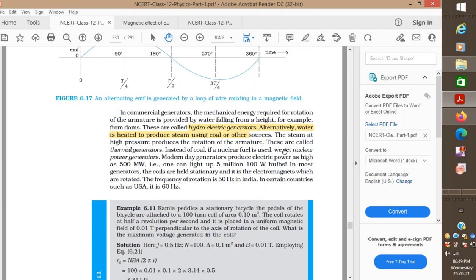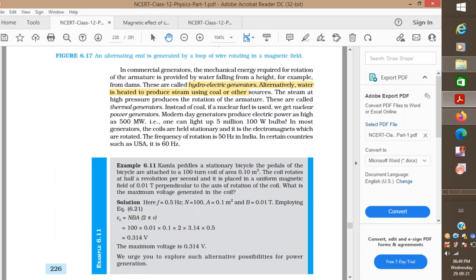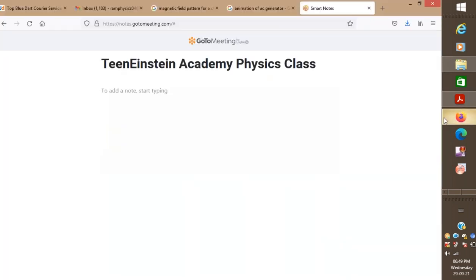And in case of a nuclear power plant, it is done the same way. Just in this case, the fuel is nuclear material, which is used to produce huge temperature to produce steam, and that steam again will go to the turbine and then make this loop rotate.